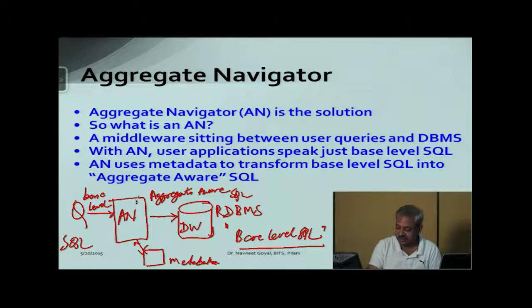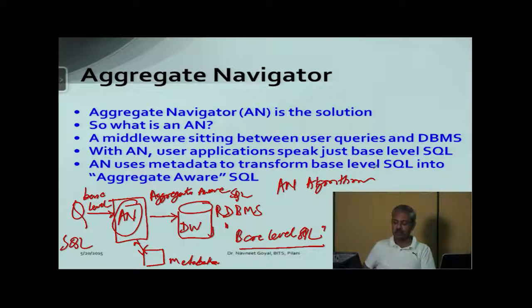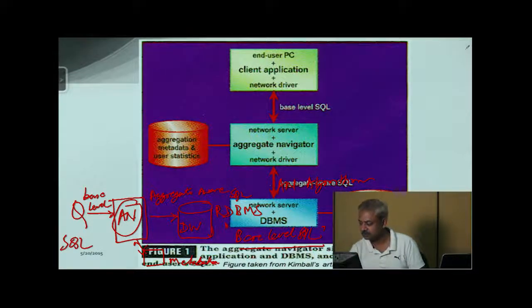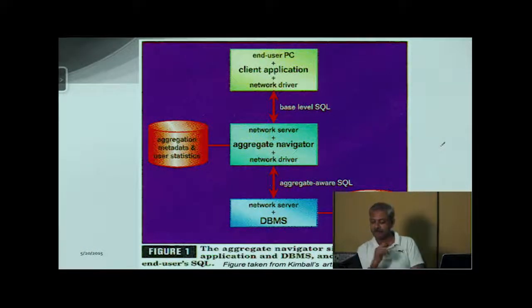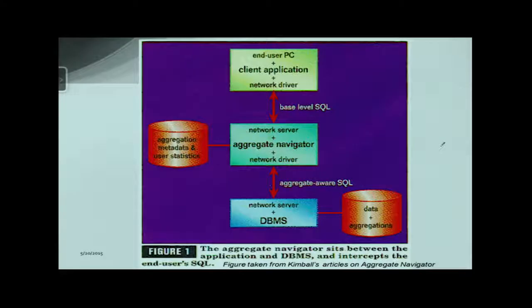So how does this Aggregate Navigator work? We'll be discussing that. There's an algorithm called the Aggregate Navigation algorithm, which is used to guide the queries to appropriate aggregates. I'll be discussing that in the next few slides. Let me clear the annotations, and I'll remove this part also.